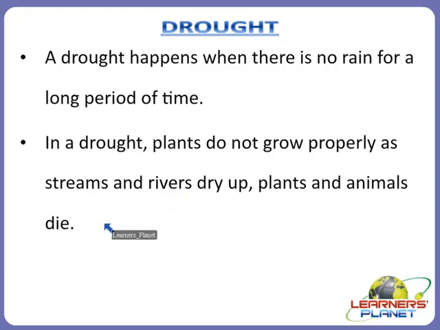So basically, sometimes it does not rain for a long time, for an entire month, 2 months, a whole season, 2 years, etc. So how can we define drought?